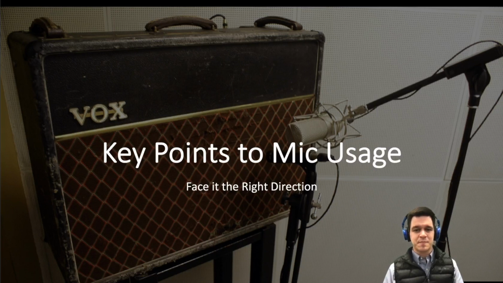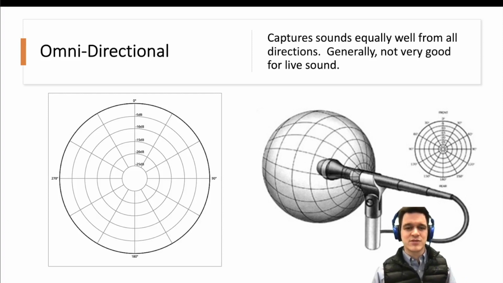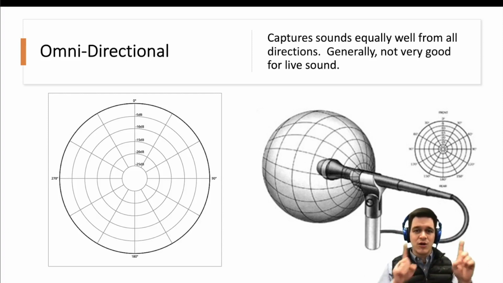So, keeping with the face it in the right direction point, we have different polar patterns. And what this means is that certain microphones pick up in different ways, meaning they won't pick up in all directions evenly. Now, there is one microphone that will pick up in all directions evenly, and that one is called the omnidirectional microphone. It captures sound equally well from all directions.